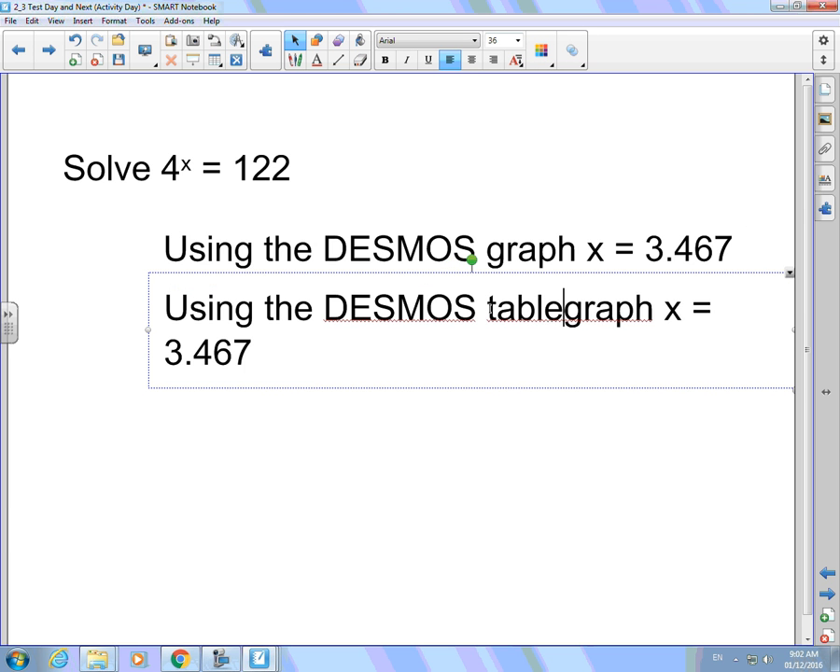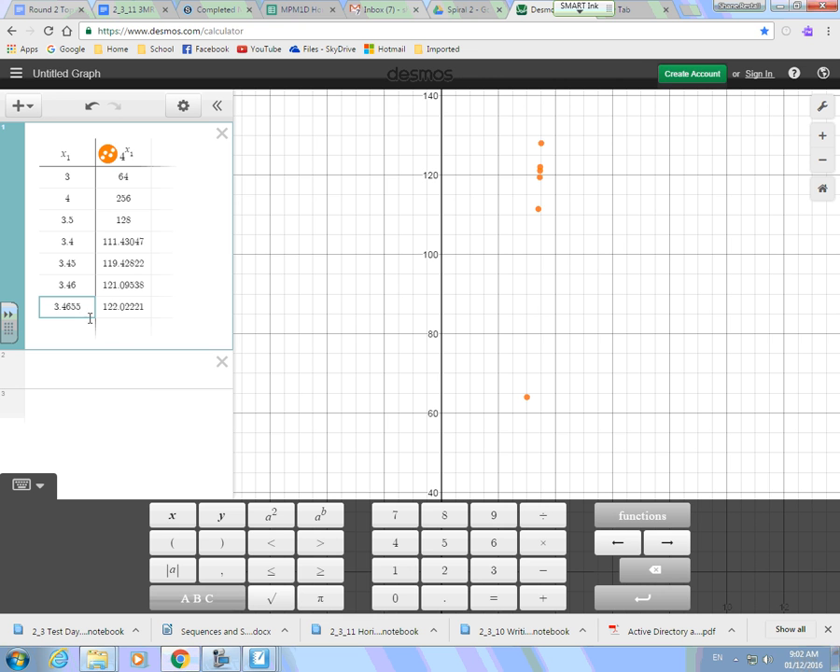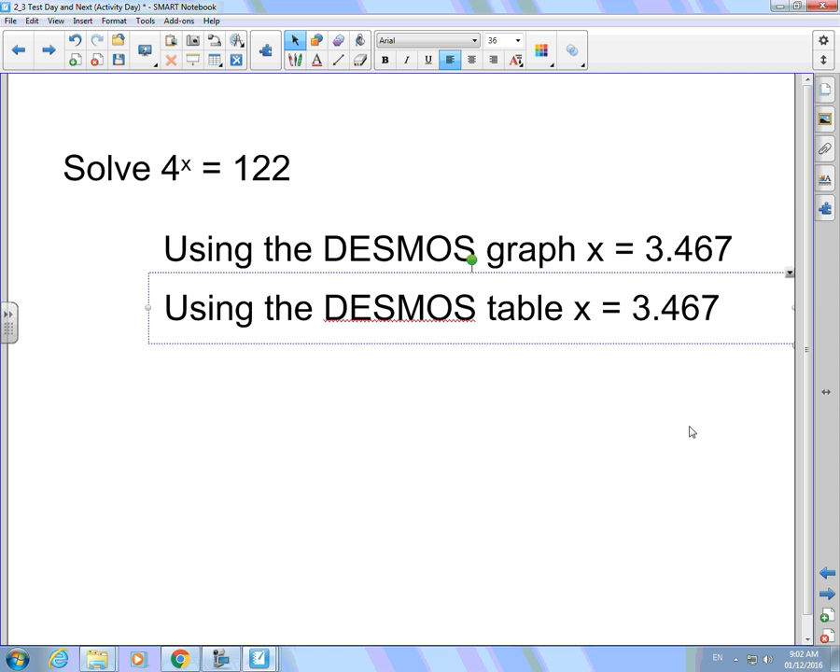I get almost the same answer. I can't remember what it was. 3.4. What did I have on my note? 3.4655. And a couple of decimal places of accuracy is pretty good.